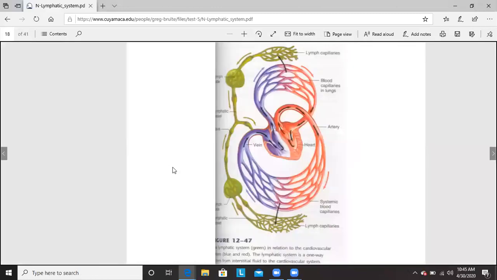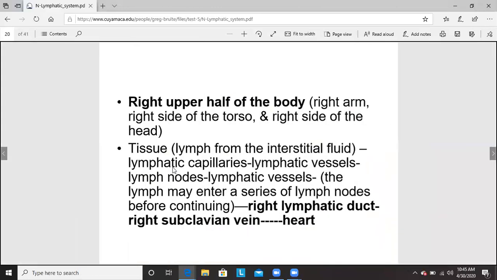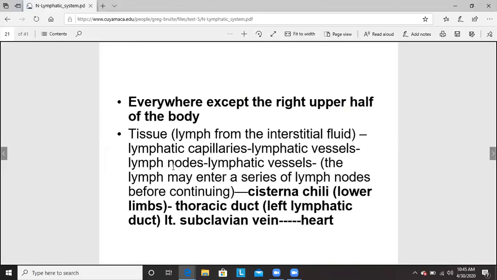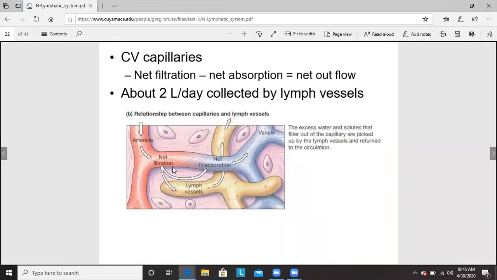Okay, so that's just showing you how many liters a day you are making of lymph, basically, that's collected by the lymphatic vessels. And it's about 2 liters, which is a lot. You know, those 2-liter bottles of Coke, about that much. So that has to go back into your circulation, right?